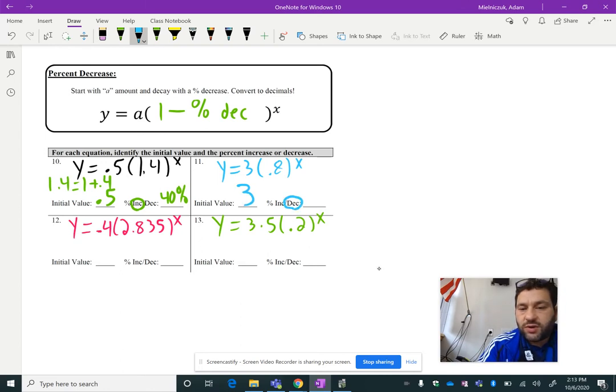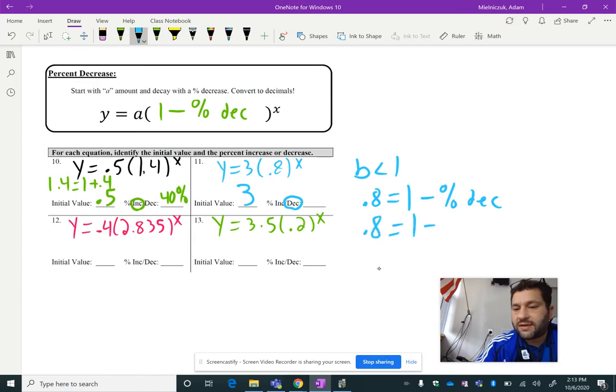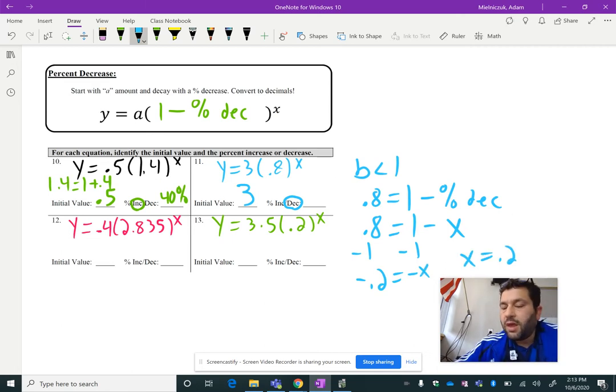All right, for the second one, we know our initial value is 3. We know it's a decrease because b is less than 1. But how do we know what the decrease is? Well, we know that 0.8 is going to equal 1 minus the percent decrease. Okay, so we know 0.8 equals, we'll just say, 1 minus x. Well, for me to solve it, I could subtract 1 on both sides, and I get negative 0.2 equals negative x. So x equals 0.2.